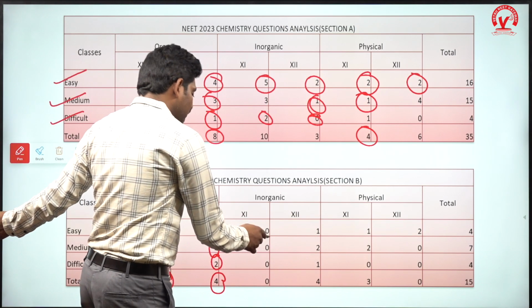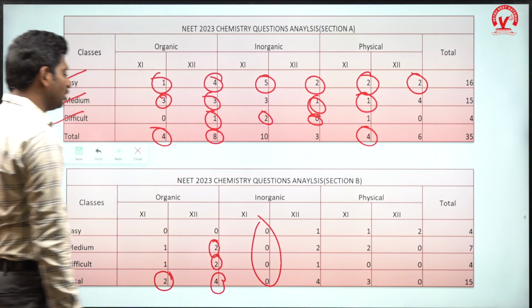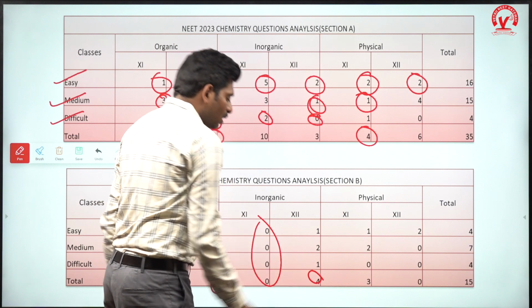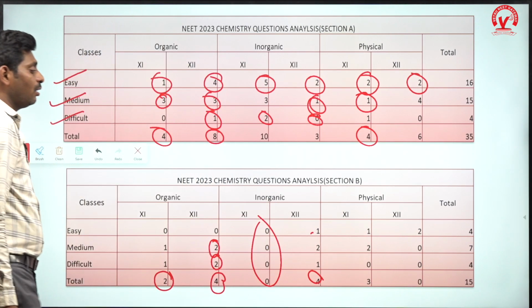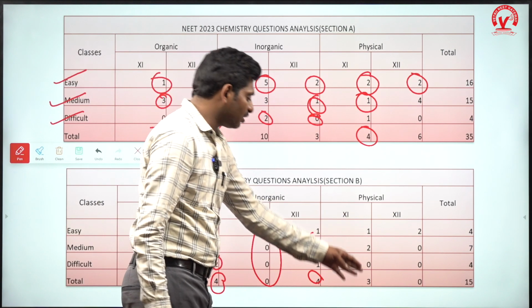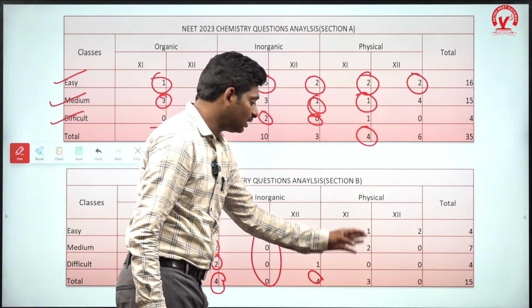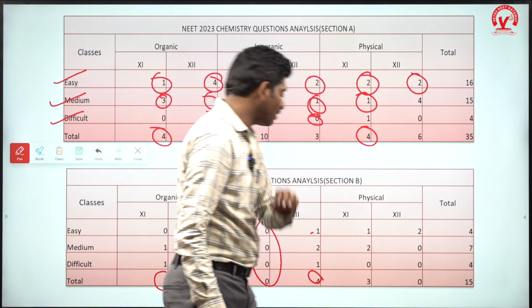On inorganic, so 0 questions in part B, and 12th 4 questions are there. In that out of 4 questions 1 is easy, 2 are medium, and 1 is difficult. Coming to physical part, total 3 questions are given from 11th. So 1 question is easy, 2 questions are medium, 0 is the difficulty level.